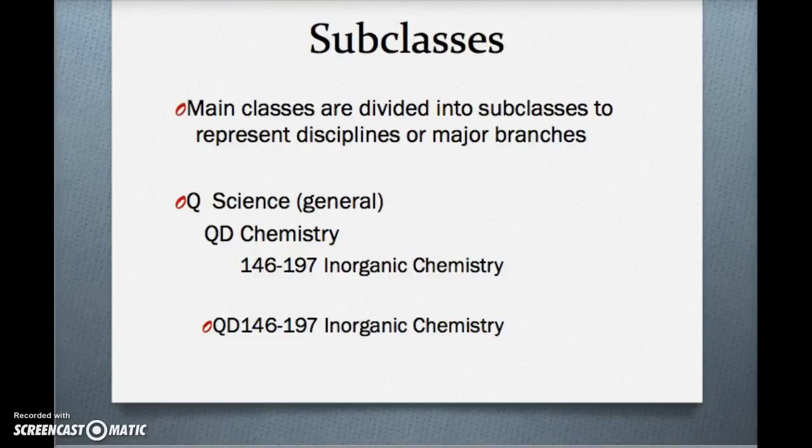Our next slide shows us an example of the three main divisions of an LCC classification. First, the main class is assigned Q to science. Next, it is designated with the letter D, making its denotation QD, which represents chemistry, more specifically as the branch of science. Finally, our subject is assigned with the numeric classification 146 through 197, designating inorganic chemistry. The process continues depending upon the specificity of our subject classification.